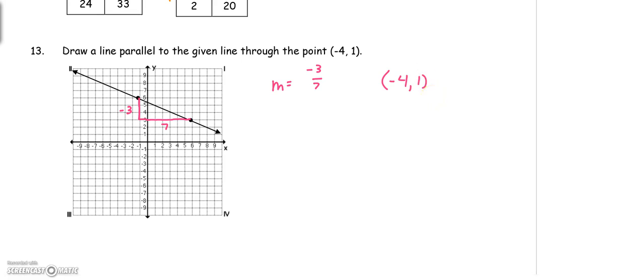What I need to do first is plot my point negative 4, 1. So here's negative 4, 1. From that point, I'm going to use my slope. So I'm going to go down 3 and over 7. Place a dot. Down 3, over 7. And then I can connect my line, and now I know these lines are parallel because they have the same slope.